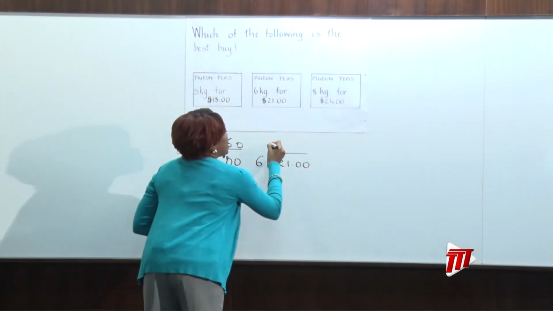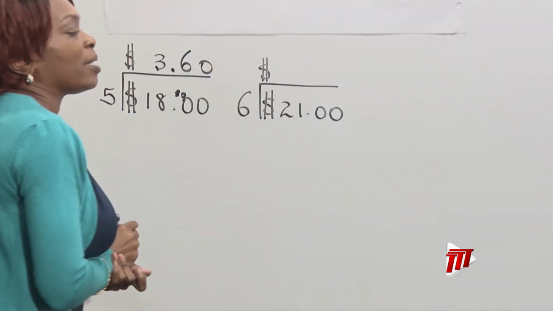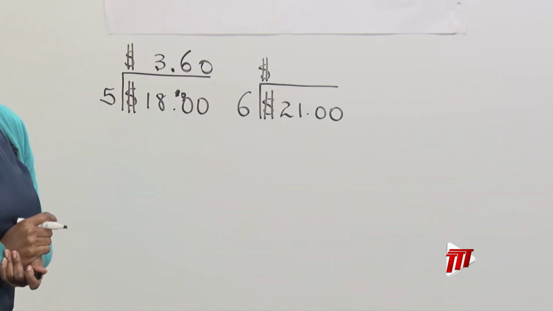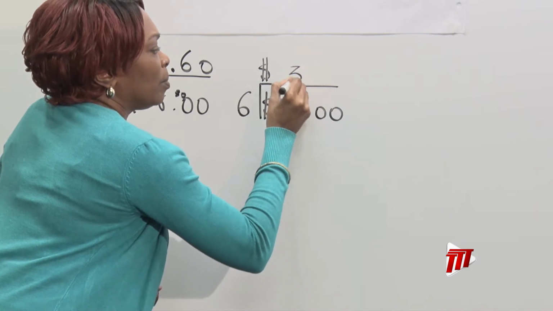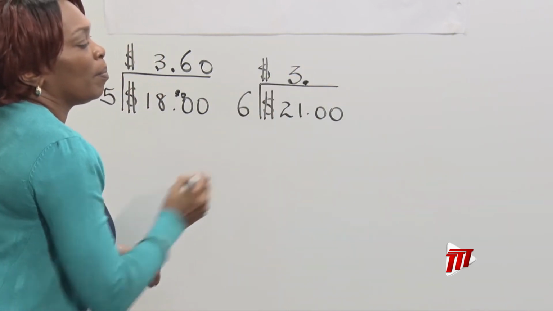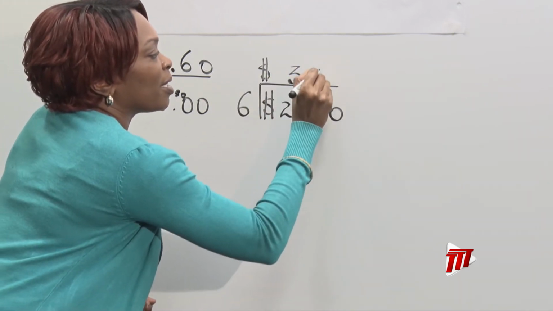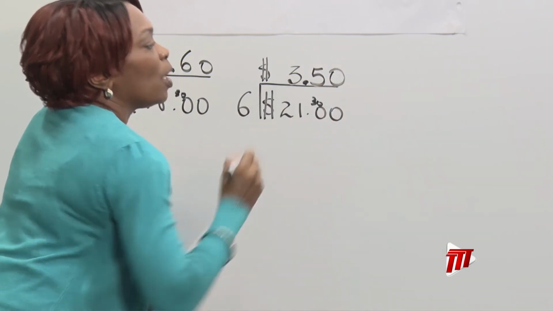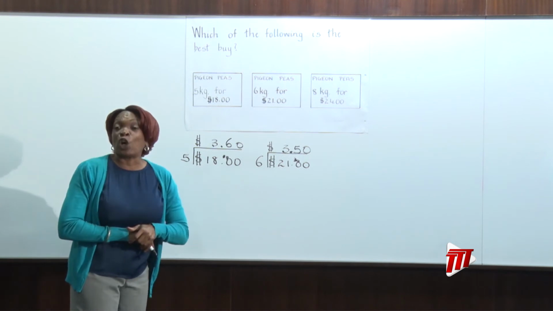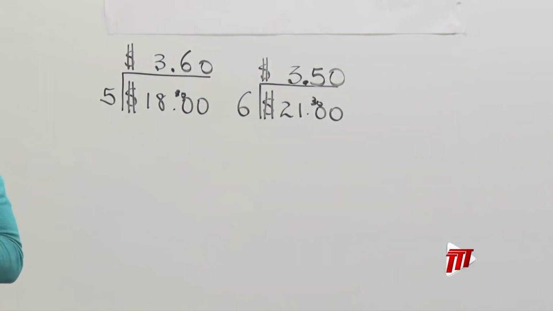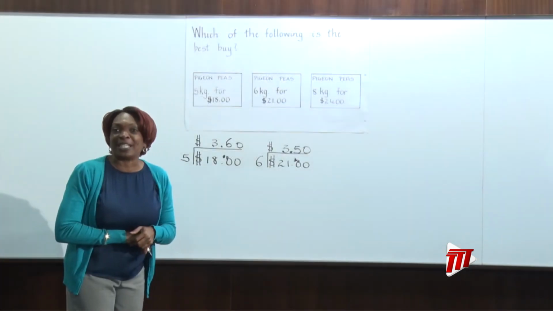Let's go. Putting our dollar sign. Remember, very important. How many 6s are there in 21? You're going to get how many? 3? Decimal point. We have 30, 6 into 35, 6 into 0, 0. So the second one, 1 kilogram costs $3.50. Let's try the third one and let's see.